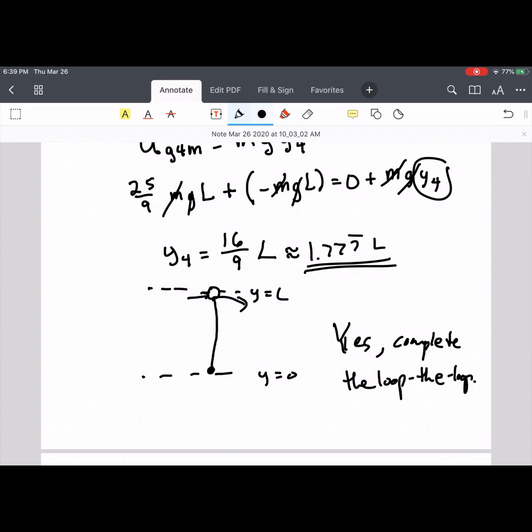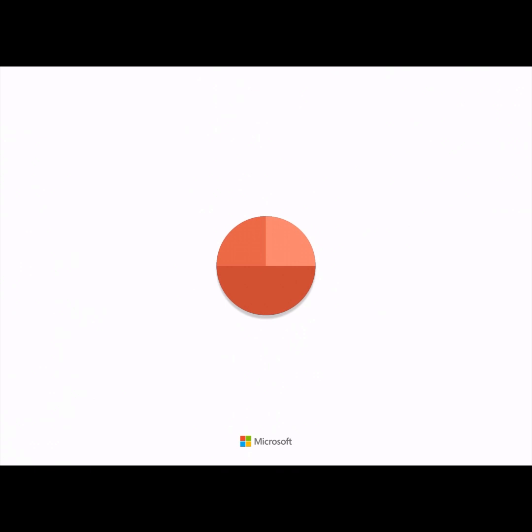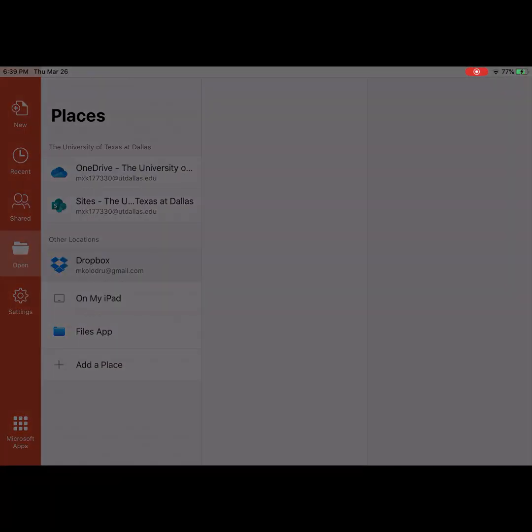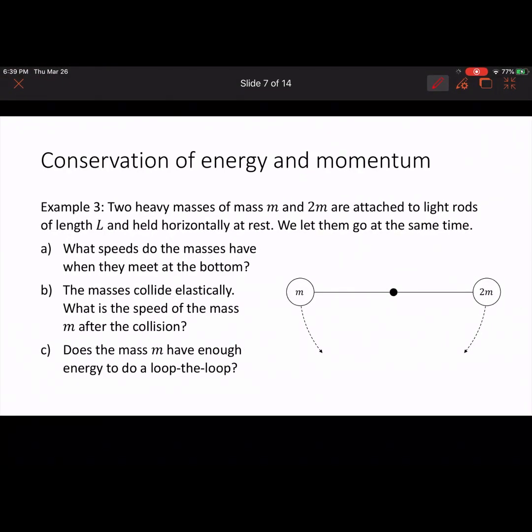So there you go. Conservation of energy, conservation of momentum. Some versions of that are a little nicer than others. But in the end, it's really just applying the laws that we've already learned.